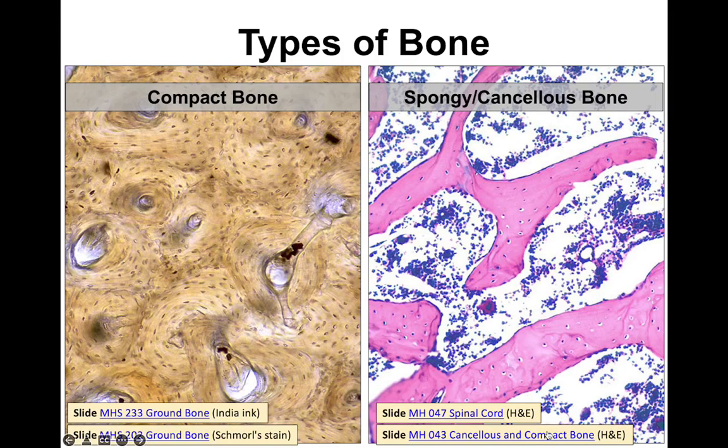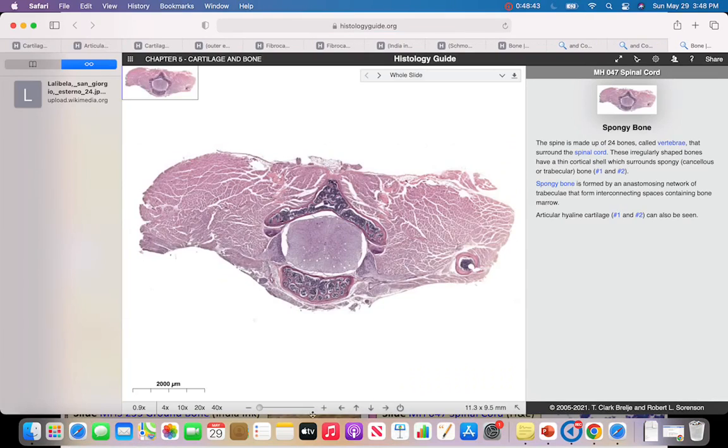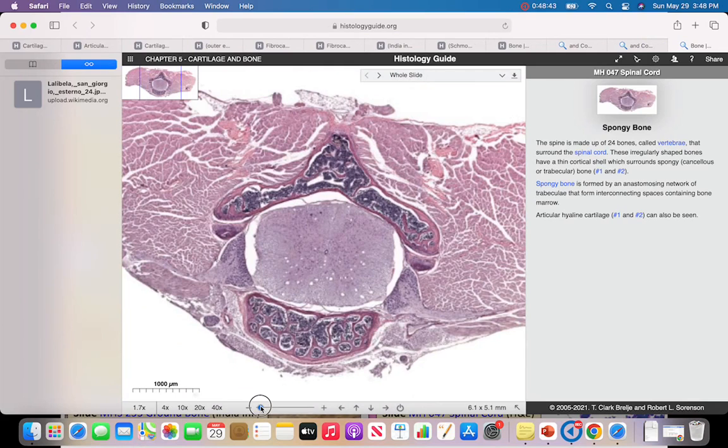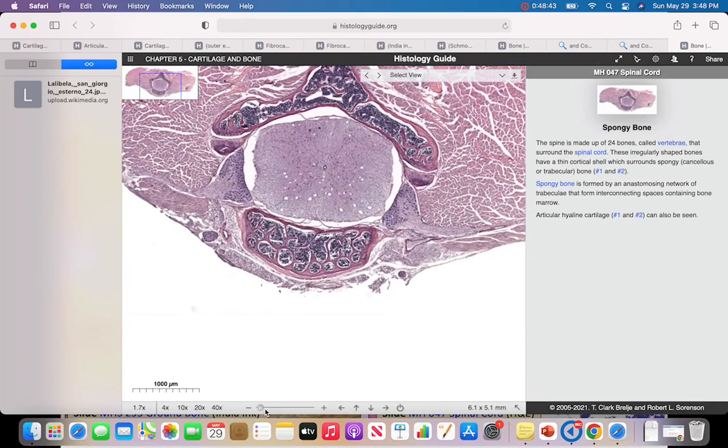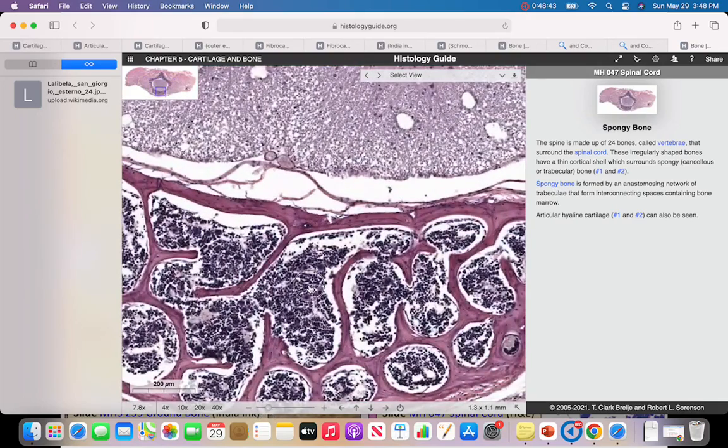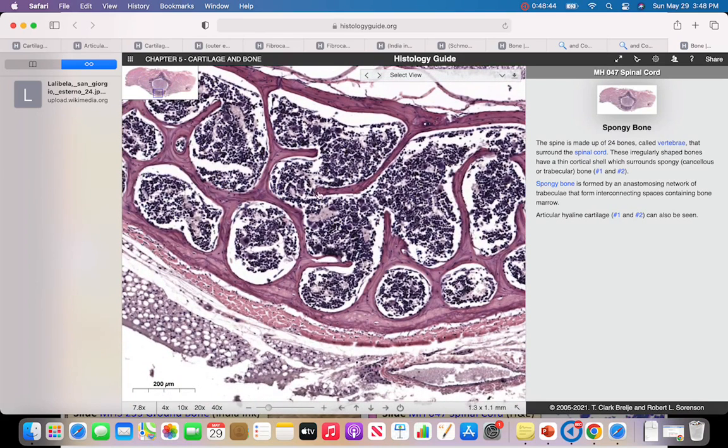Now let us see spongy bone, or cancellous bone. First let us see section MH47. It's a section of spinal cord, but our main concern is not the spinal cord. We'll see the spinal cord in a later lab. Covering and protecting the spinal cord, we have the vertebral column. Let's see this vertebra. As you see, it consists of thin columns of bone, or bony spicules, or trabeculae. In between the trabeculae, this highly cellular structure is bone marrow.